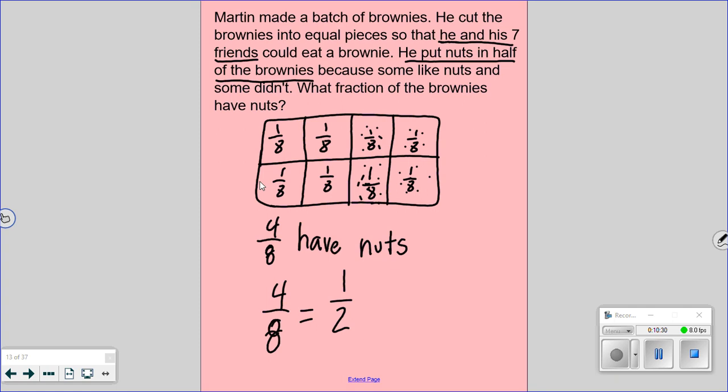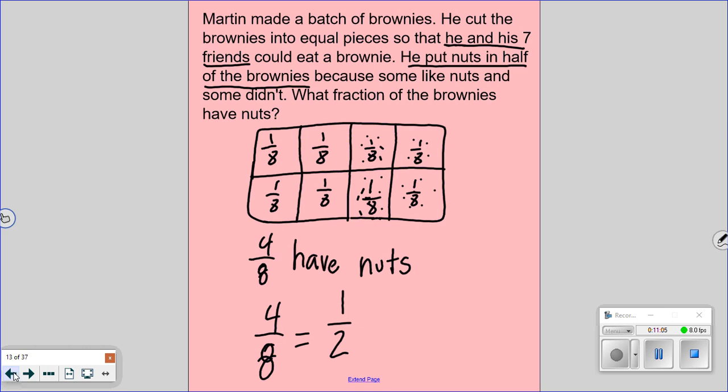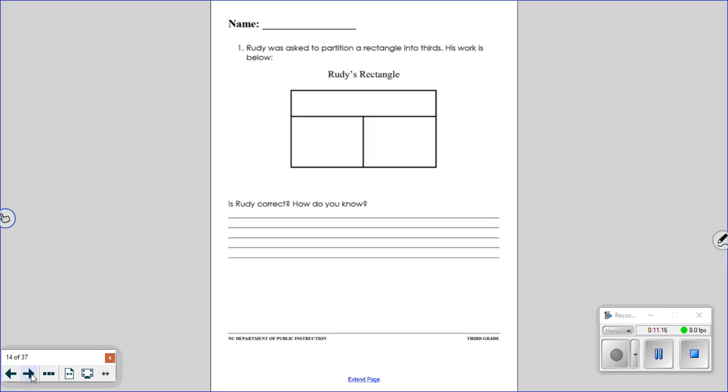Are there any questions? You're going to work on this task with partners, but I'm going to go over what it says so you know what to do. Our task is about Rudy, and Rudy was asked to partition. We've heard that word partition a lot. Partition just means to share or to break apart. In our brownie problem, we partitioned this brownie pan into 8s. So if you see the word partition, just think, I'm breaking something up, cutting it up, sharing it. Rudy was asked to partition a rectangle into 3rds.